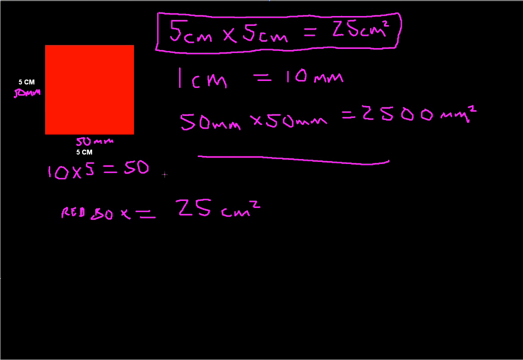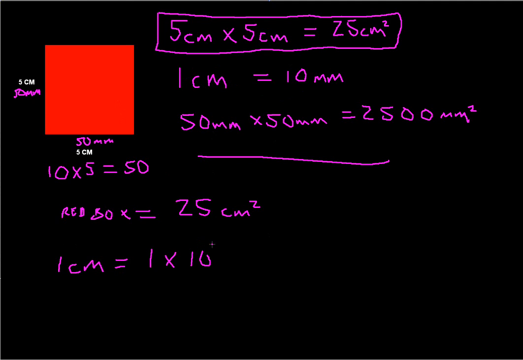We know 1 centimetre equals 10 millimetres. So the first thing I'll do is figure this out in scientific notation. I'll go, okay, so 1 centimetre equals 1 times 10 to the 1 millimetres.